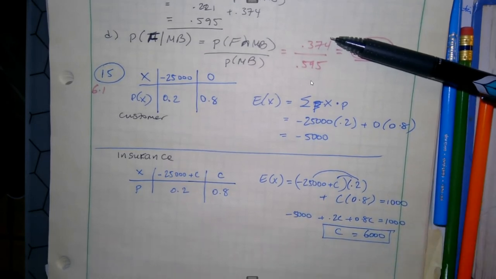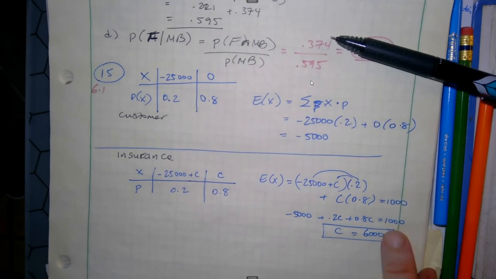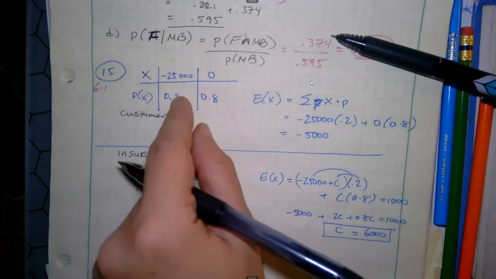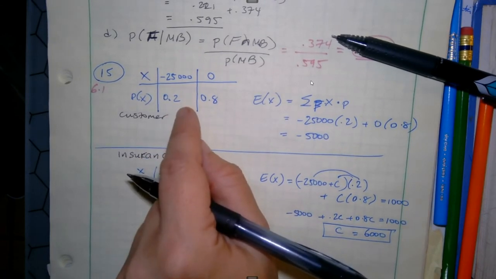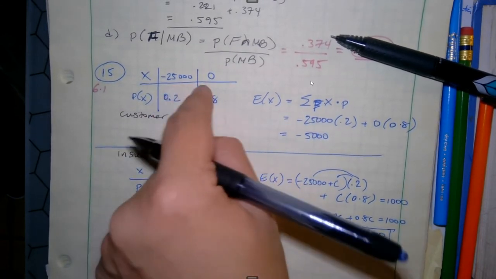So this is saying if you'd like the insurance company to make $1,000 per person, on average, per person who buys the policy, they need to charge each person $6,000 per year. That's kind of a lot. But I think it's because your chance of losing the diamond is so high. It really is probably much lower than that.